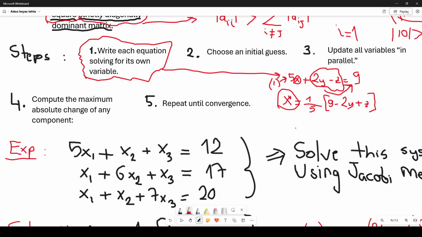So it is just a process of rewriting each equation in a manner that would enable us to start the iteration process.